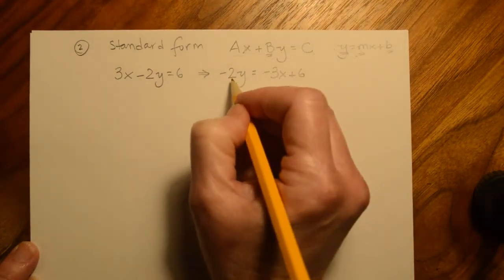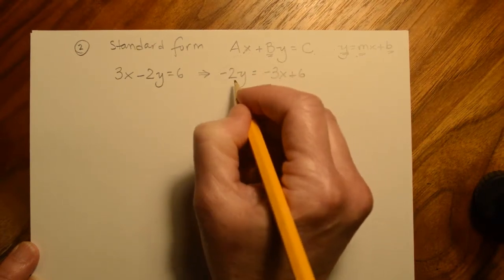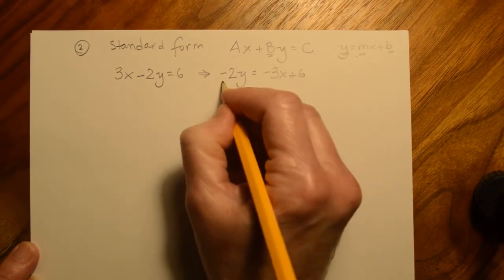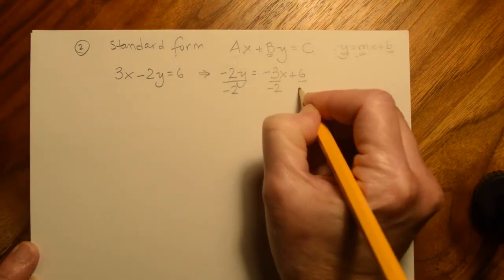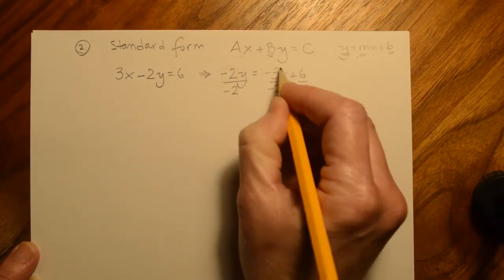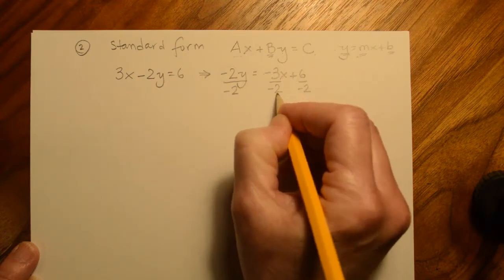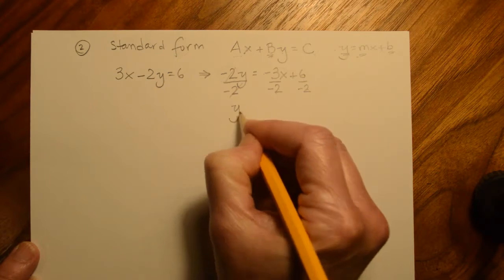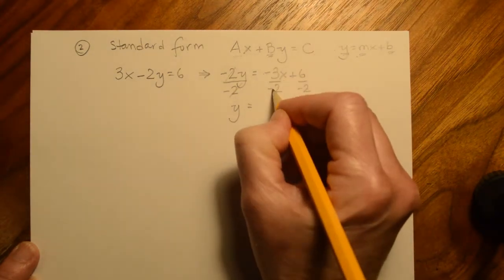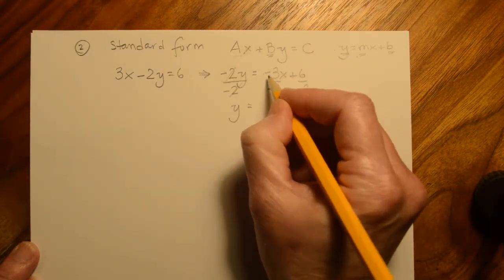We can't have anything other than a 1 for the coefficient. So in order to get rid of that, I'm going to divide both sides by negative 2. When I do that, I have to divide every single term. Don't just divide the x term by it. Make sure you get everything. So here, the negative 2's would cancel, and I'd have y equals negative 3 divided by negative 2 is going to give us a positive, but that's a fraction.